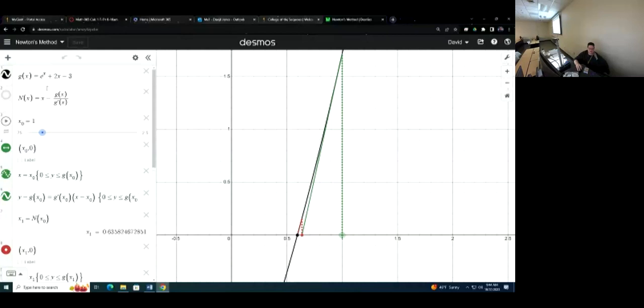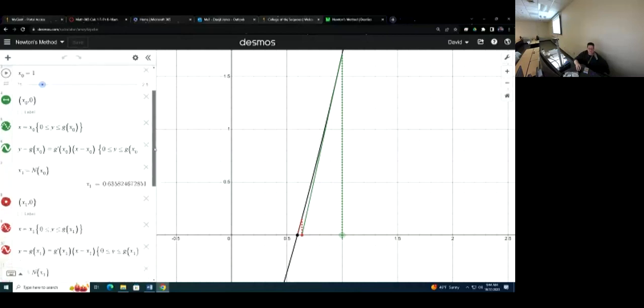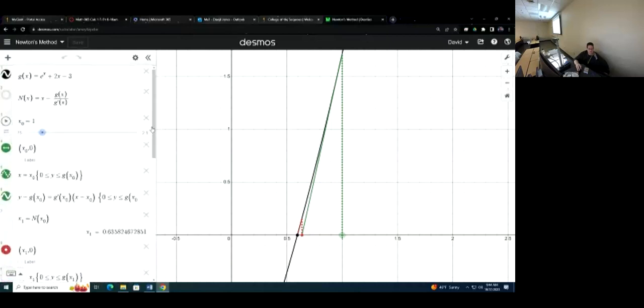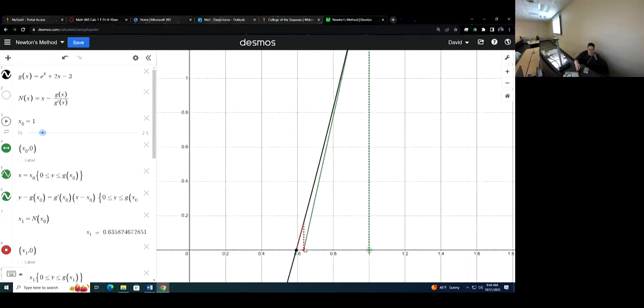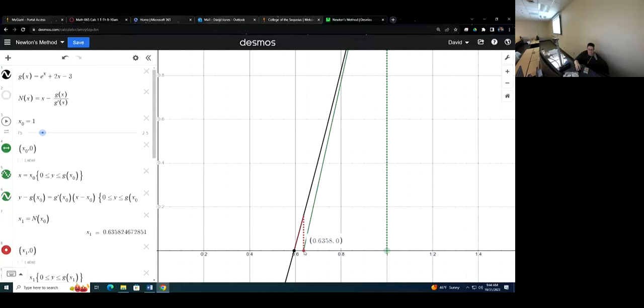So we have our e to the x plus 2x minus 3, and it's got Newton's method coded up. We said x sub 1 equals 1. And we can see that it's going up to here. It's hitting the line. The tangent line comes down here, and it hits right here. And that's what we had to 4 decimal places.